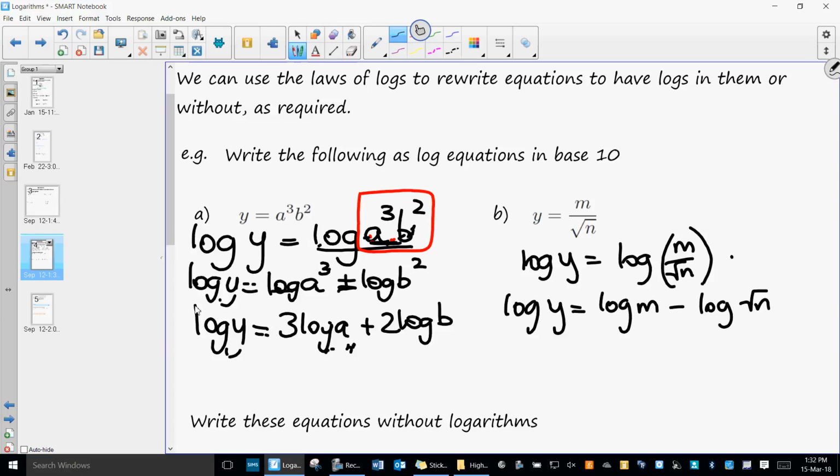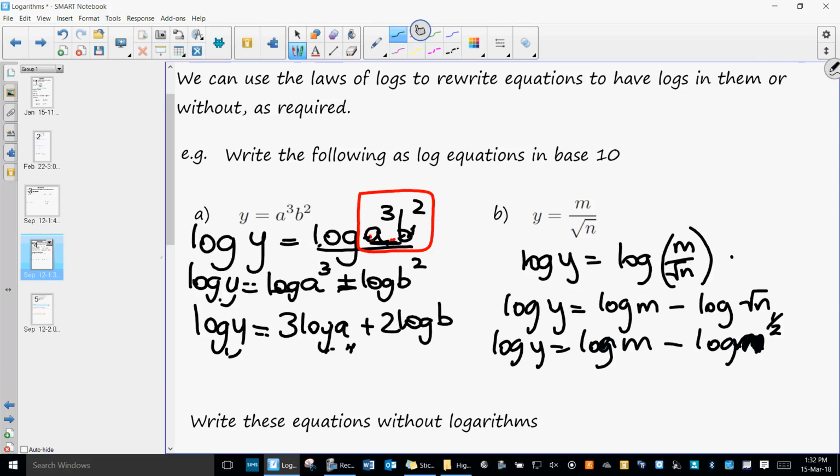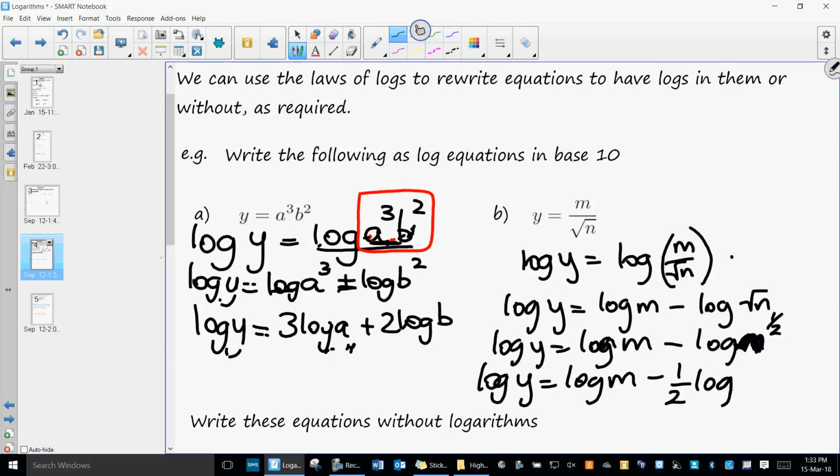Yeah, so we're happy with that. So this would be log y equals log m minus log m to the power 1/2, and then because it's a power 1/2, as Mia just said, that half can now come in the front. That's a very clear n. So log y equals log m minus 1/2 log n.